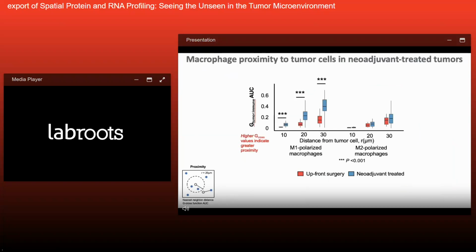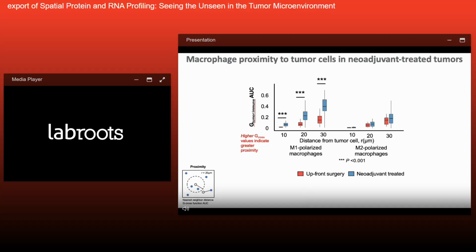We next looked at the proximity of stromal macrophages to tumor cells in neoadjuvant treated tumors. Using multiple measures of proximity, we found that M1 polarized macrophages, but not M2 polarized macrophages, were closer to tumor cells in neoadjuvant versus upfront surgery cases, and results for the G-cross analysis are shown here.